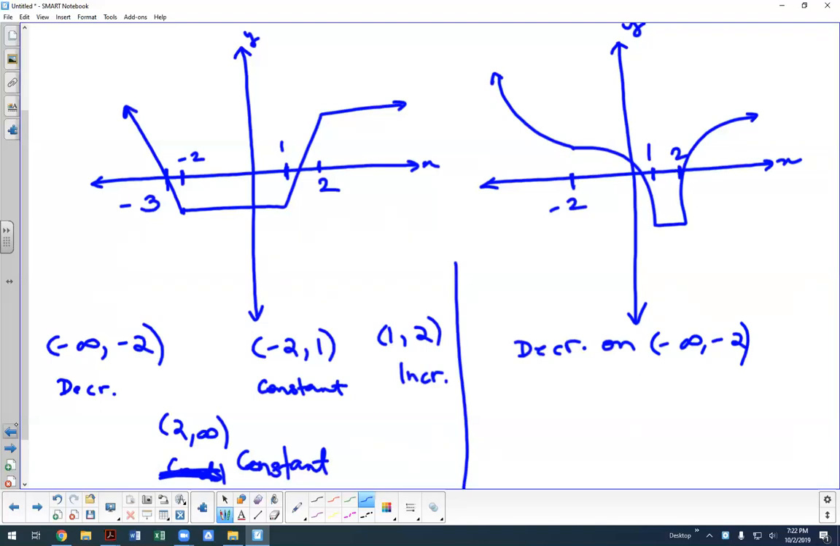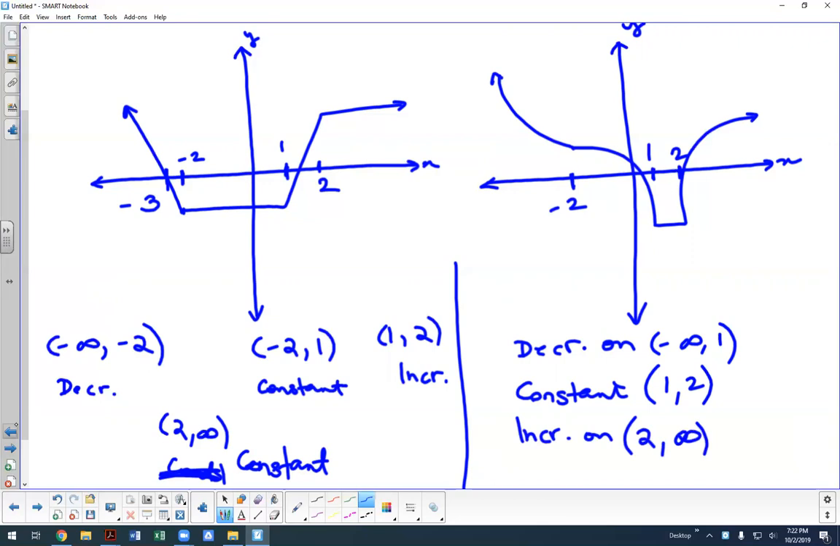Now this portion, what is it doing? Decreasing. So you are actually decreasing. Yeah, you're decreasing till 1. So even though it's changing directions, it's still decreasing, right? Okay, what's happening from here to here? Okay, and what would that interval be? 1 to 2. And on that last part, yeah, it's increasing on 2 to infinity.